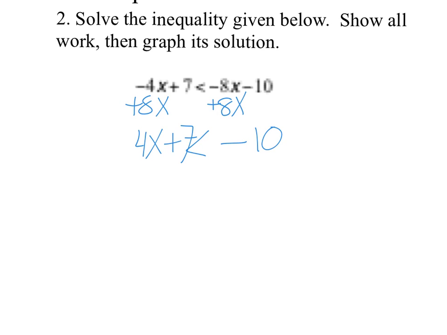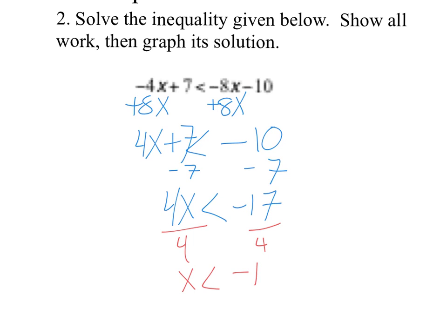Okay, let's get that x by itself. Minus 7 to both sides. 4x is less than negative 17. Divide both sides by 4. And we've got x is less than negative 17 over 4.